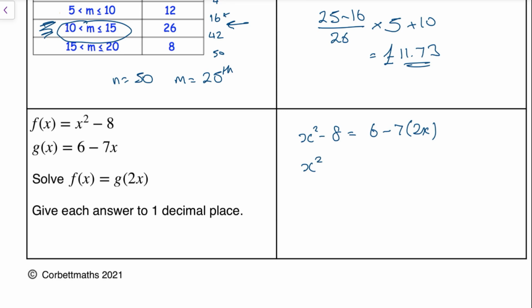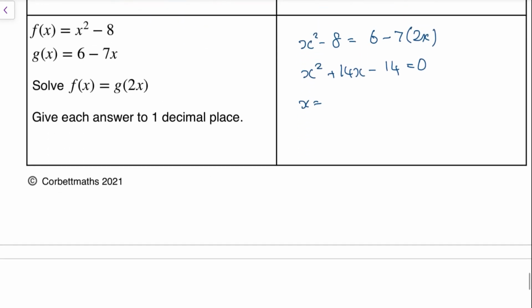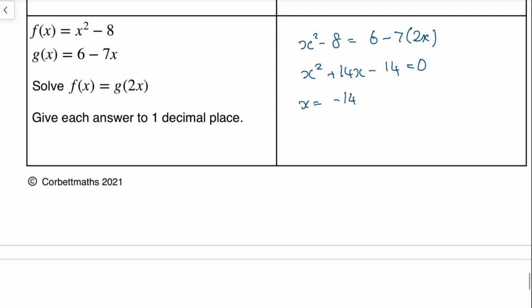Let's collect these. So x squared, well, minus 7 times 2 is minus 14, so add 14x to both sides. Minus 8 minus 6 is minus 14, and that is going to be equal to 0. Now, I do know straight away I can't factorize this, because 14 is only 2 and 7. That's not going to work. So therefore, x is equal to, second one today, isn't it? So quadratic formula again. So x equal to minus 14 plus minus the square root of 14 squared, 196, minus 4 times 1 times minus 14, but it's a negative, so that's a plus, and divide all that by 2.